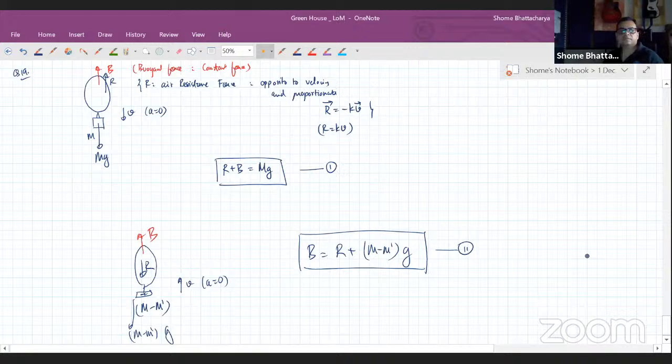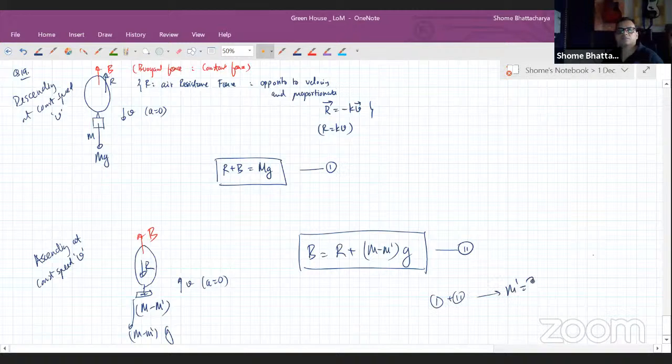So this time it is ascending at constant speed. Here it was descending. So the speed is the same in both the cases, but the direction is opposite. So the air resistance force direction reverses. Now just solve 1 and 2. Add equation 1 plus 2 and you will get the value of m prime, how much mass has to be removed. So hope you are clear with this question also.